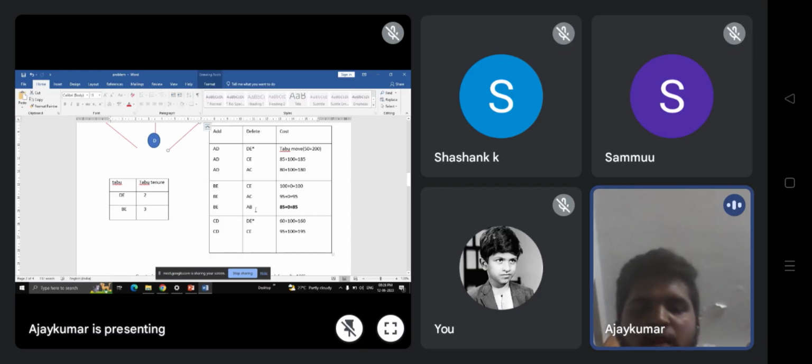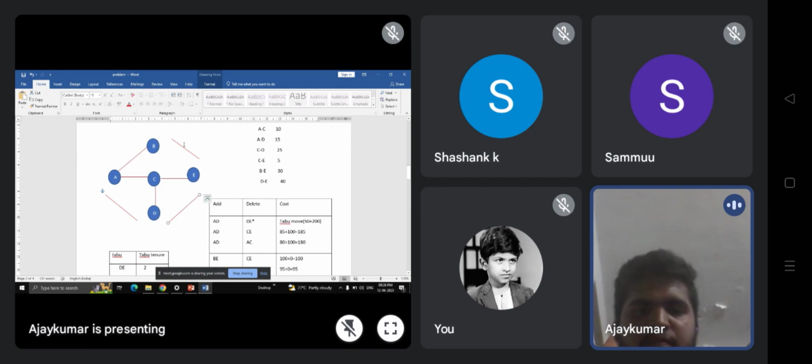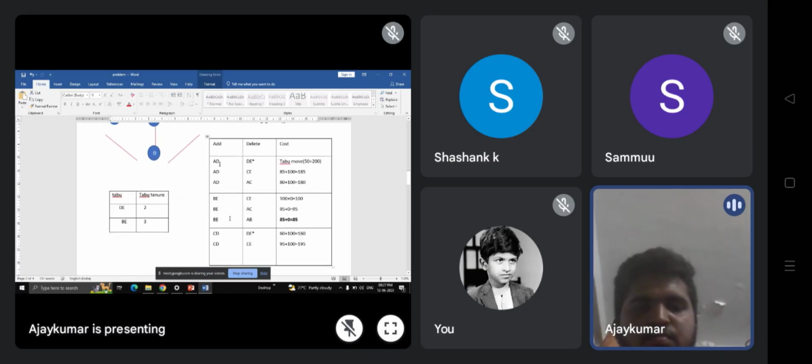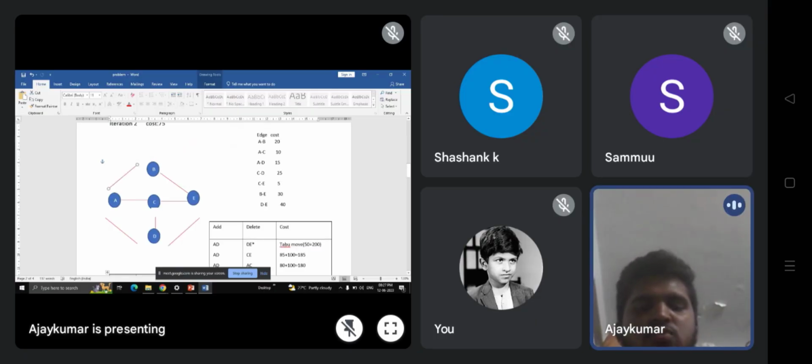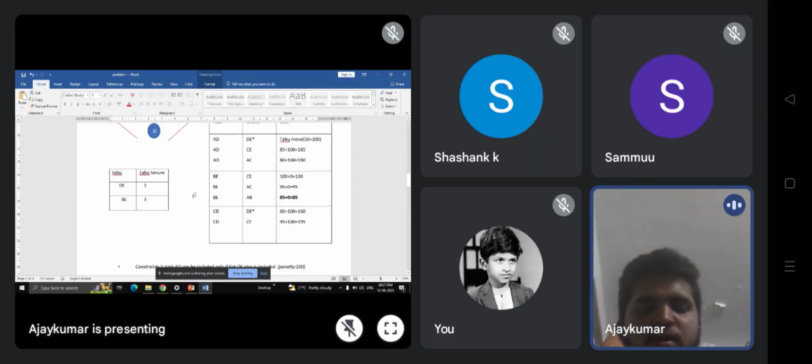Adding BE and deleting AB gives the best solution for the iteration. So we add DE to the Tabu list, where DE becomes 2 because, for each iteration, as I mentioned earlier, the Tabu tenure is decremented by 1. 3 will become 1 and B is added now, so that is 3.